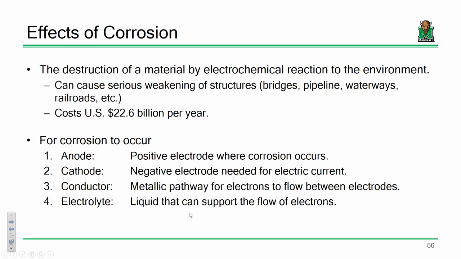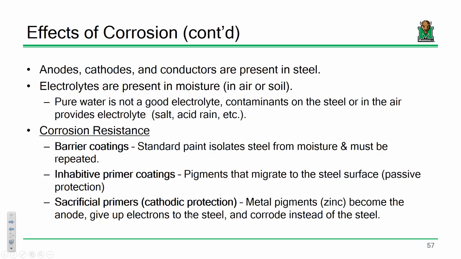For corrosion to occur, you gotta have four things. You gotta have an anode and a cathode for the electricity to flow that will cause the corrosion. You're gonna need a conductor, and you're also gonna need an electrolyte. The rebar or the steel tends to provide the top three. You've got an anode and a cathode and a conductor present in the steel, but you need an electrolyte for corrosion to occur. And one of the things kind of interesting, pure water doesn't really do very well in performing as an electrolyte. If you have steel and it's just pure water, that's not really a recipe for corrosion.